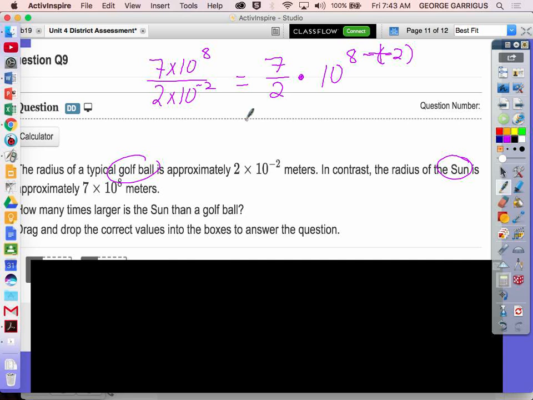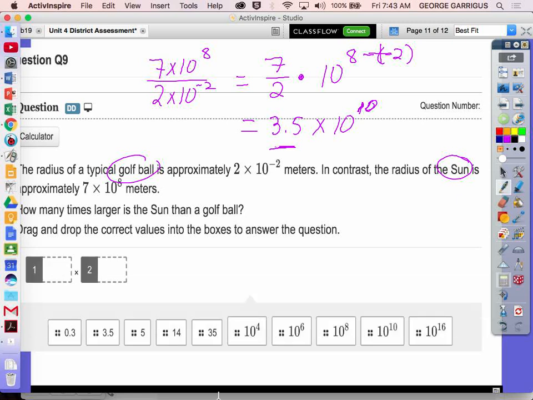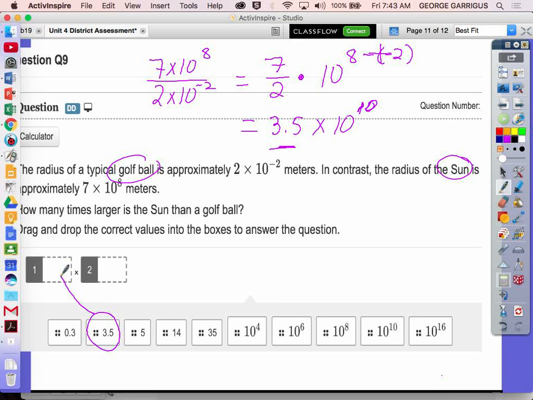So we end up with 7 divided by 2 is 3.5 times 10. And then we have 8 plus 2 is 10. It's already in scientific notation because the lead number, is it between 1 and 10? It is, so it doesn't need to be moved another time. So that's really convenient. We end up with the 3.5 in box 1. And then 10 to the 10th goes in box 2.